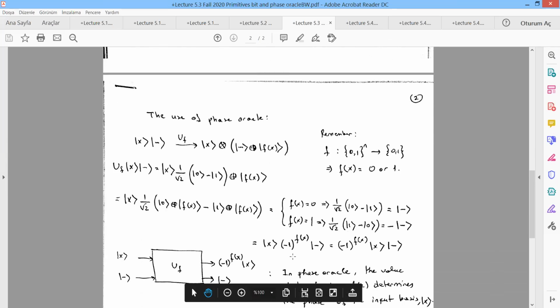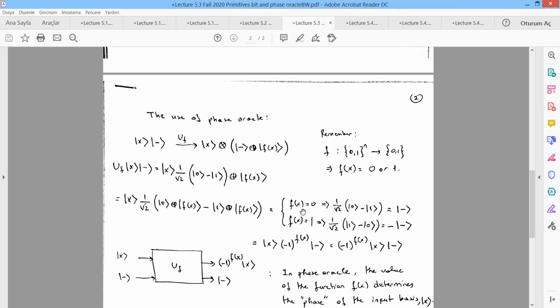And if we compute this, what this actually does is: this is |x⟩, and I write the minus state in the standard basis as |0⟩ minus |1⟩, modulo 2 sum |f(x)⟩. And if you multiply this out, again keeping the input state |x⟩ outside, we have |x⟩ 1 over 2 square root of 2 (|0 ⊕ f(x)⟩ minus |1 ⊕ f(x)⟩).